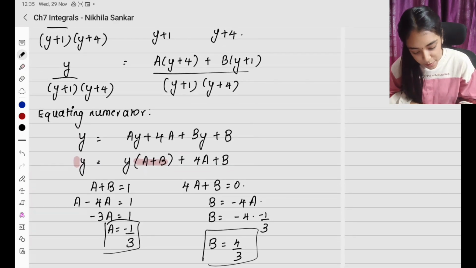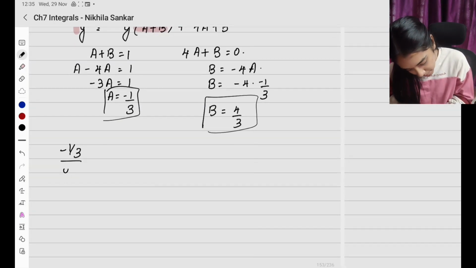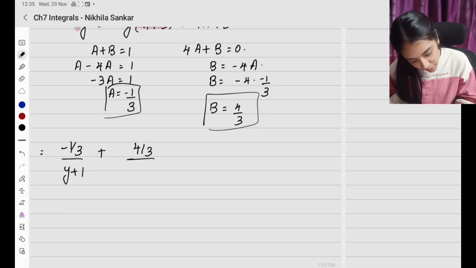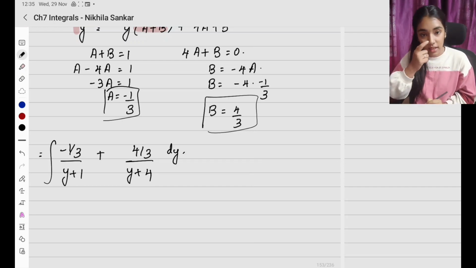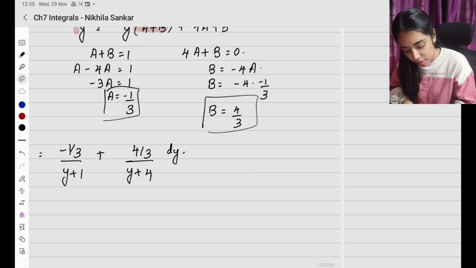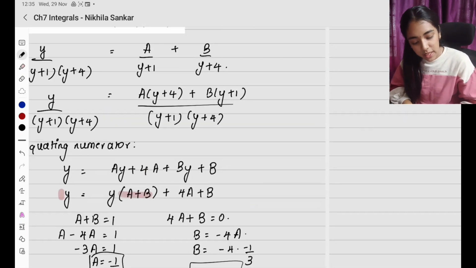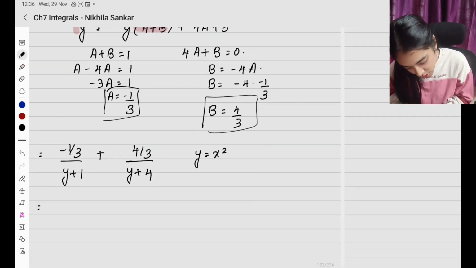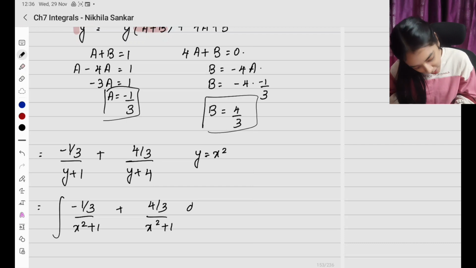இப்போ நான் இங்க re-substitute பண்ண போறேன் for a and b. So my equation is going to look like a, which is minus 1 by 3 divided by y plus 1, plus 4 by 3 divided by, இங்க என்ன இருக்கு, y plus 4. Okay, now I cannot take the integral because we are not writing anything in terms of dy. So I am again going to re-substitute. So y equals x square. இந்த இடத்துல x square equals y ன்னு போட்டோம்ல, so அதை திரும்ப substitute பண்ணா என்ன கிடைக்கும்? I'll have minus 1 by 3 divided by x square plus 1, plus 4 by 3 divided by x square plus 4, and now you can take the integral.